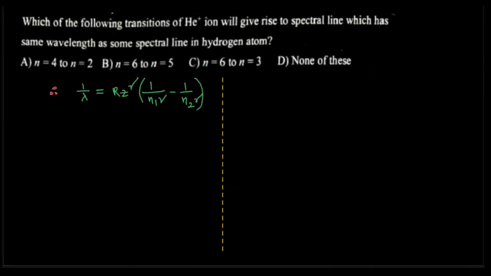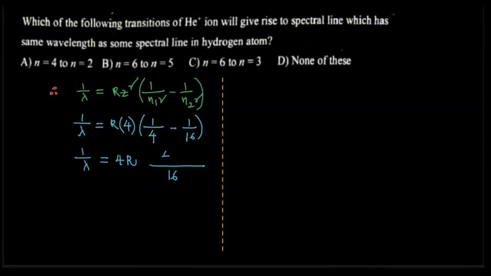So for example, if I am talking about helium, 1 by lambda can be written as R into Z square, which is nothing but 4, because the helium atomic number is 2. Therefore 1 by lambda is equal to 4R into, it is falling to 2, so 1 by 4, minus 1 by, it is falling from 4, so 1 by 16. If I do this calculation, this will be 16 here, so 4 minus 1, and this one gets cancelled. Therefore lambda is equal to 4 by 3R. So this is for helium.